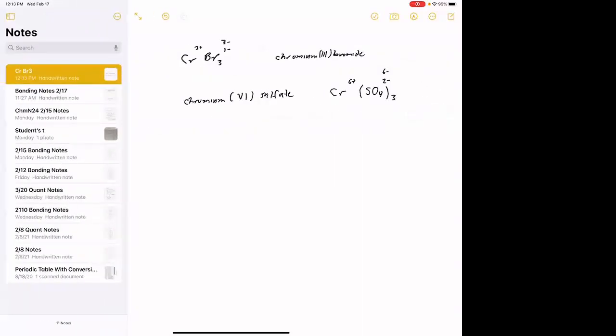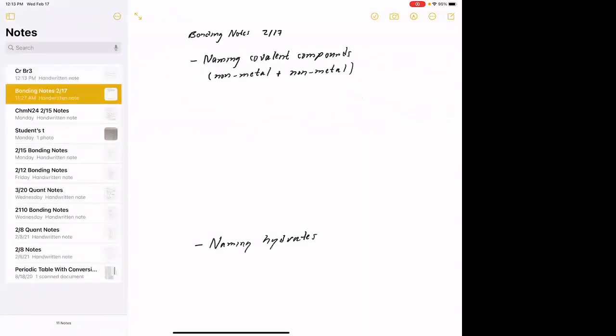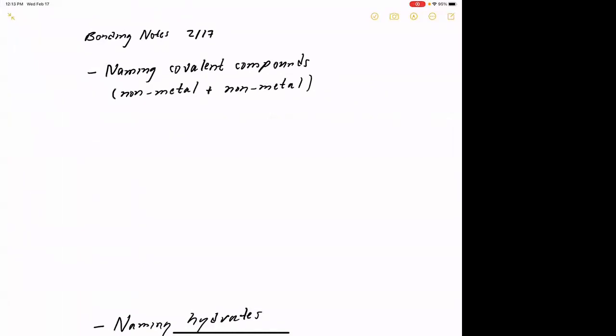Just like anything else, it just takes a little bit of practice to get this right. All right, so what I want to continue with today is nomenclature and naming, and I think we're going to go ahead and finish it up today. So the topic of your video from last night was naming covalent compounds.